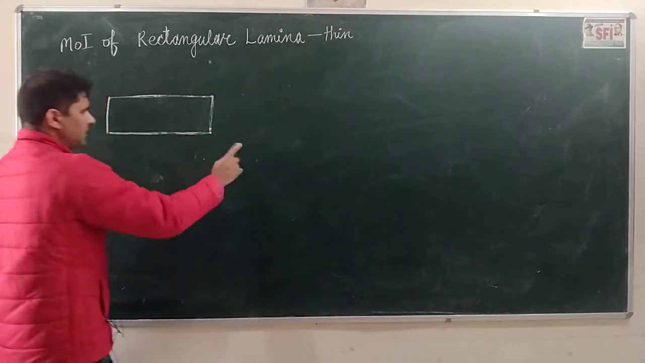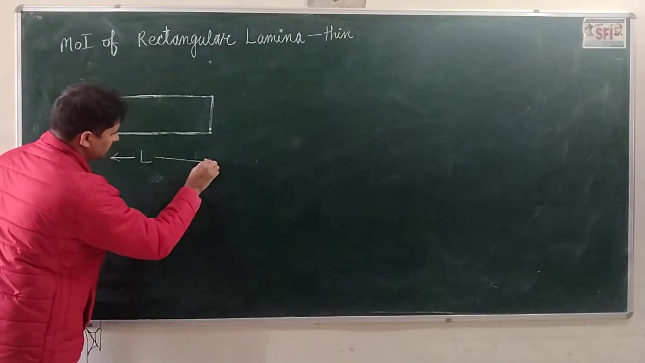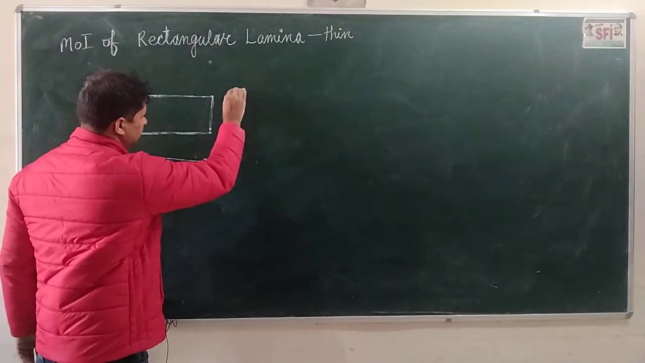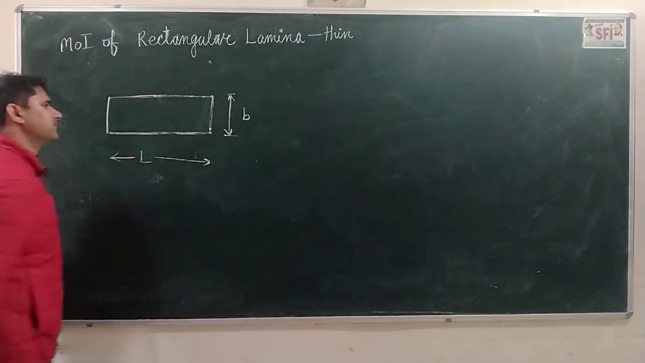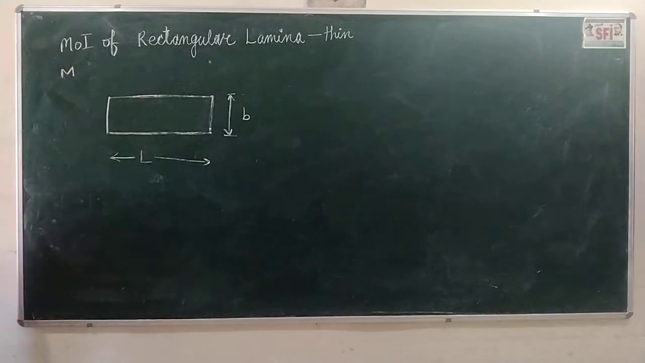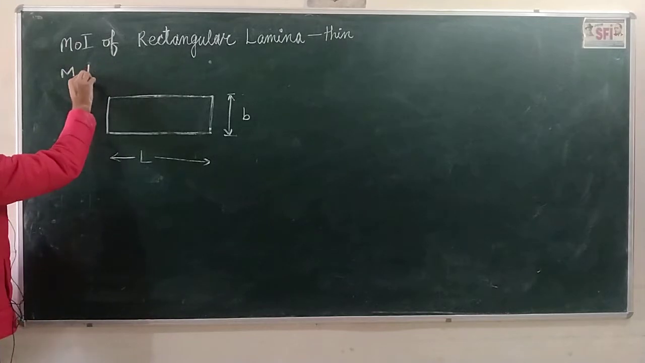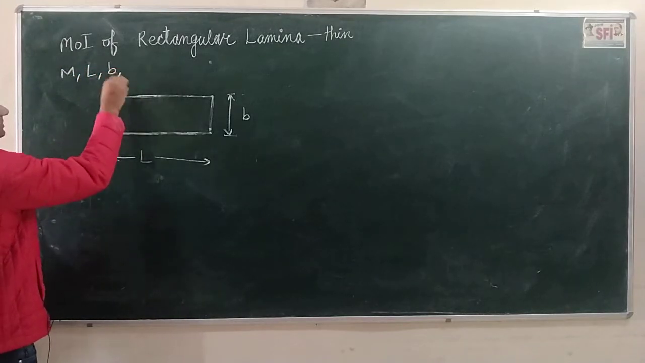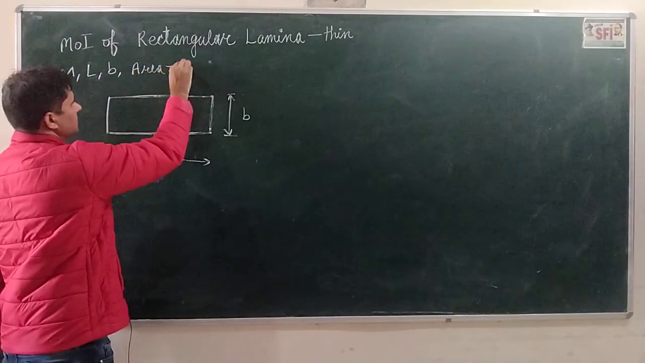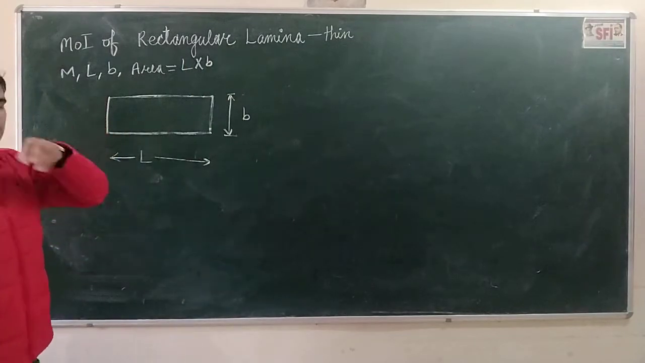It has length and breadth. Its length is, let capital L, and its breadth is, let this be B, and its mass is capital M. Here the length we have taken L and the breadth is B. So if you find the area of this lamina, this will be L cross B. Why are we calculating the area here?